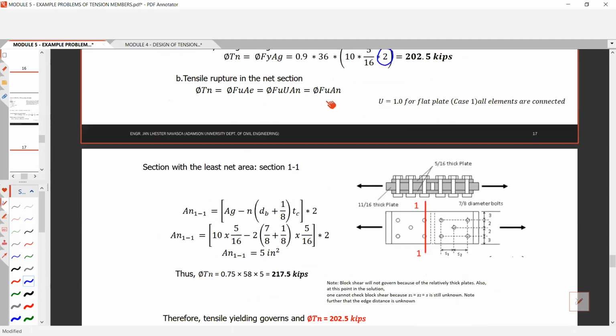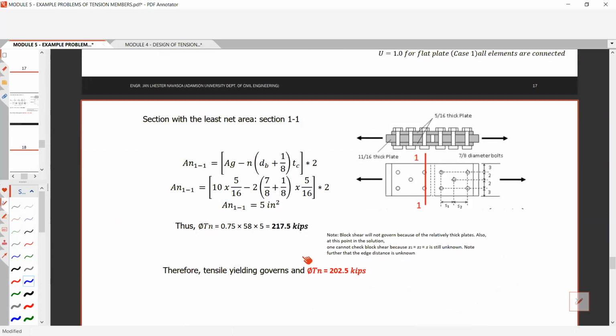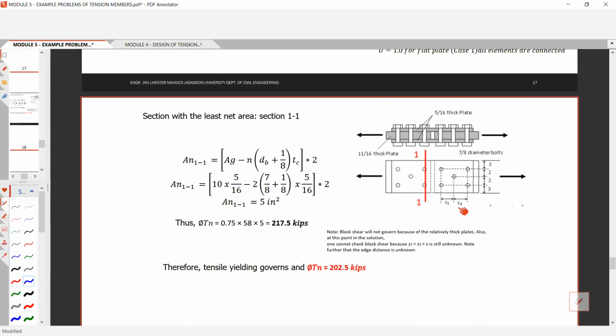So solving for An, considering the line section 1,1, this one. An is basically Ag minus the area of the holes. Your Ag is 10 times 5/16 times 2. We factor out the 2 at the outside since this is for two cover plates. Then your area of the holes is N times (db plus 1/8 inch) times the thickness of your cover plates.